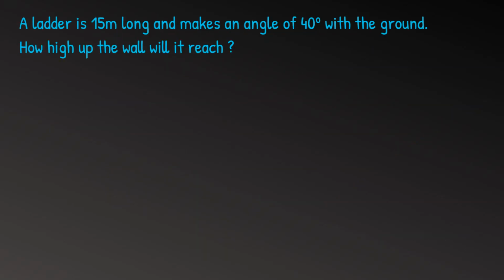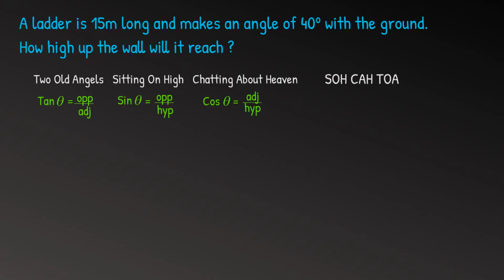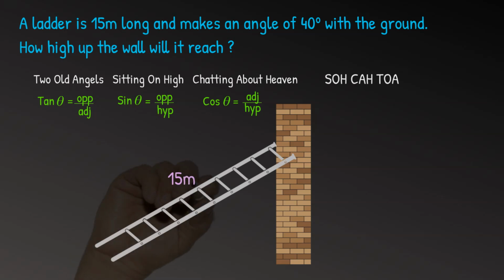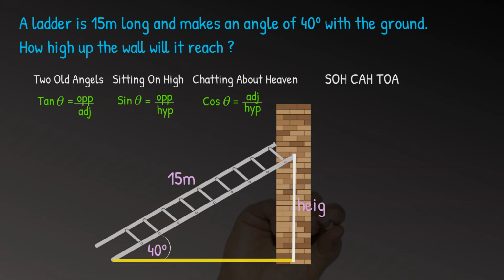So in this question we have a 15-metre long ladder and it makes an angle of 40 degrees with the ground. We have to find how high up the wall it will reach. And as before with the previous questions, it's always good to draw a diagram so you understand the question better. So if we have the ladder leaning against this wall, we have to find this value, the height. And as it makes a triangle, we have a trigonometry question.